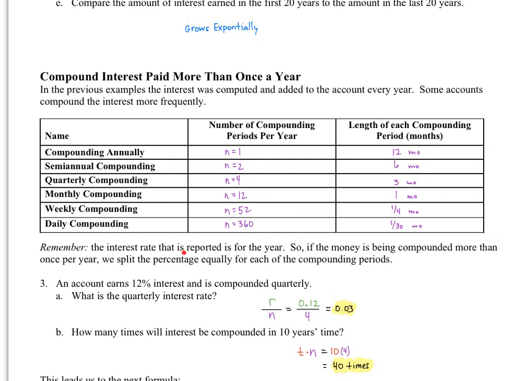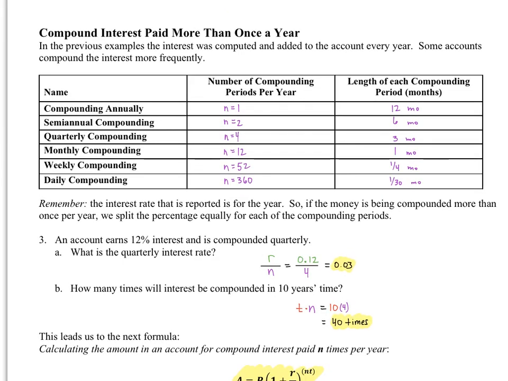Remember, the interest rate that is reported is always for the year. We don't change that though, okay? So if the money is being compounded more than once per year, we typically split the percentage equally for each of those compounding periods. For instance, if an account earns 12% interest and is compounded quarterly, what is the quarterly interest rate? We take our rate and divide it by the number of times it's compounded, so 0.12 over 4, and the quarterly rate is 0.03, or 3%.